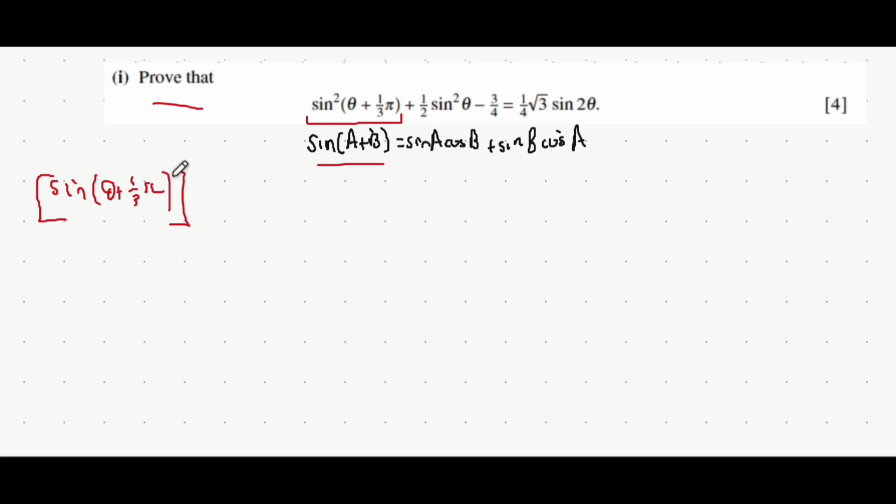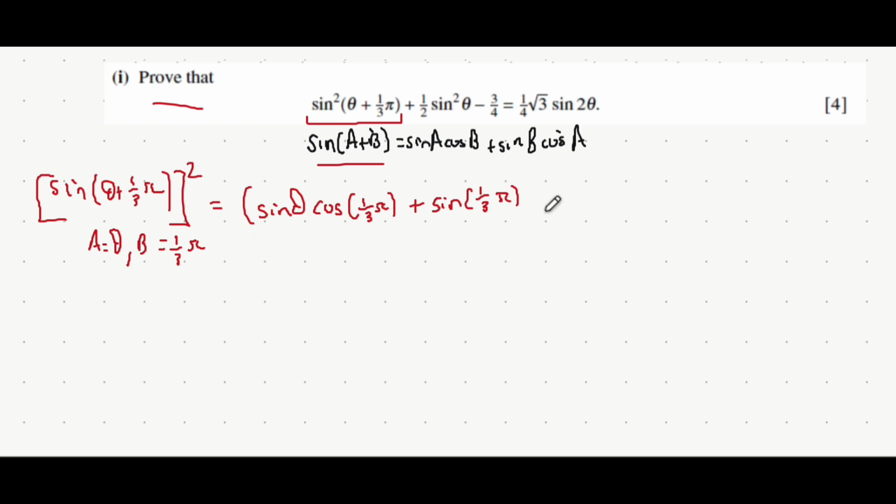We're going to first focus on expanding this compound angle formula using this formula that's given in an equation sheet and then squaring what we get from that. So let's do that. In this case, we're replacing A with theta and we're replacing B with a third pi. And then putting it into that equation, you'll get sine of theta multiplied by cos of a third pi. And you add on to that sine of a third pi multiplied by cos of capital A, which is just cos theta. And then just remembering to square all of that.